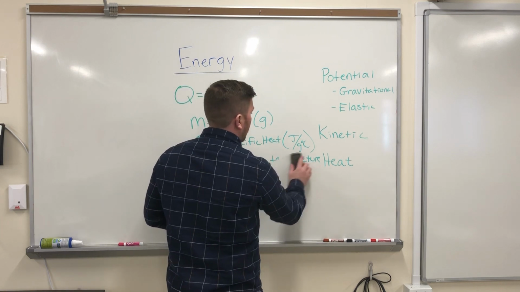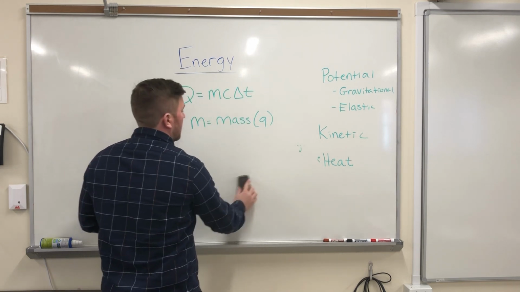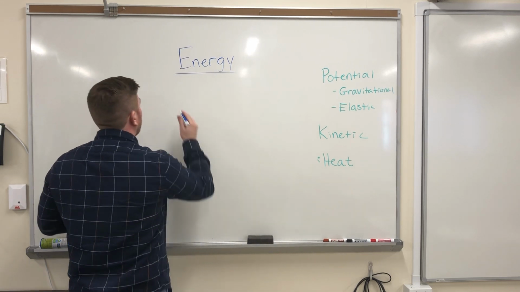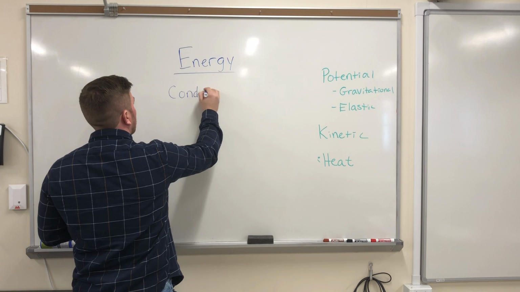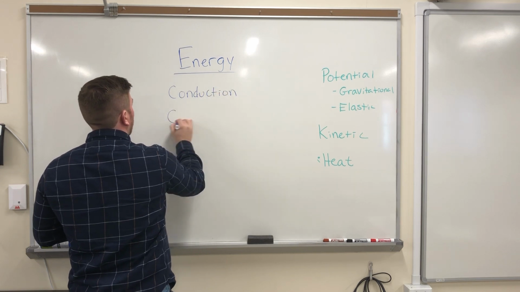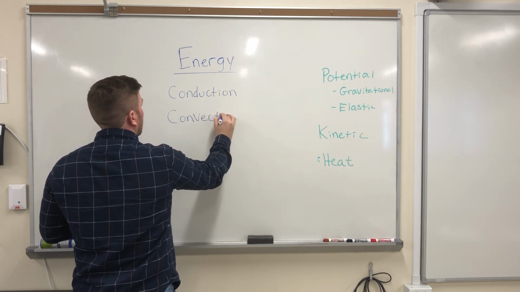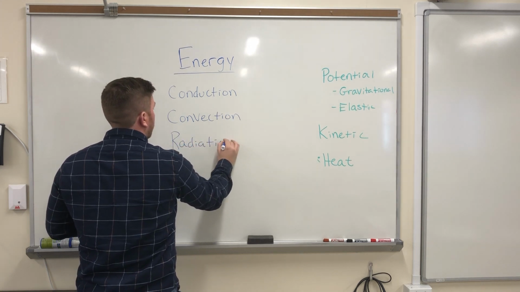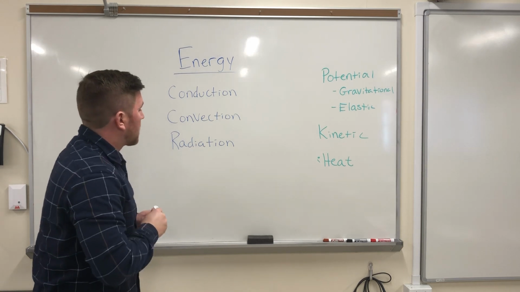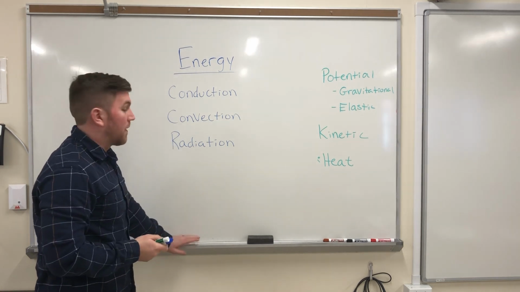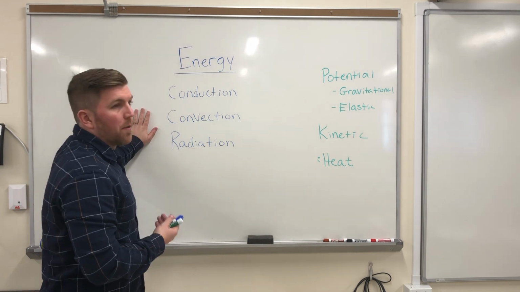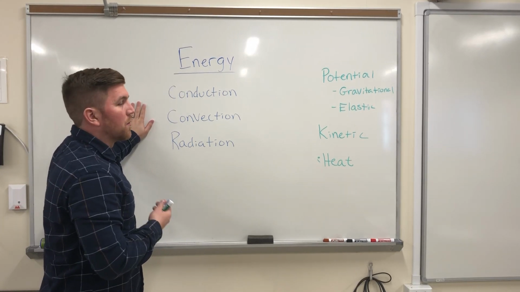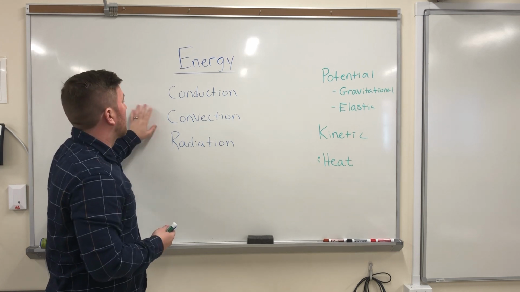In addition, we talked about the 3 ways that heat can be transferred. And those were conduction, convection, and radiation. Quick examples of each. Conduction is if I'm touching something, if I touch the board, it feels cool on my hand because I'm transferring heat energy into the board. So my hand feels cooler because I'm losing heat energy to the board.